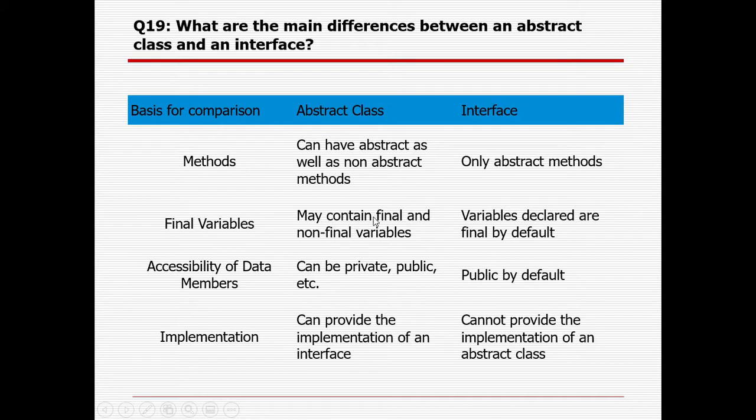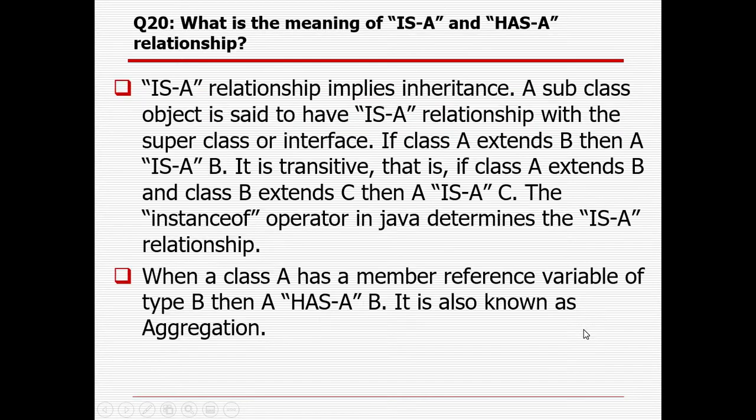An abstract class may contain final and non-final variables, but in an interface, variables are declared final by default. An abstract class can be private, public, etc., but an interface is always public by default. An abstract class can provide the implementation of an interface. An interface cannot provide the implementation of an abstract class.